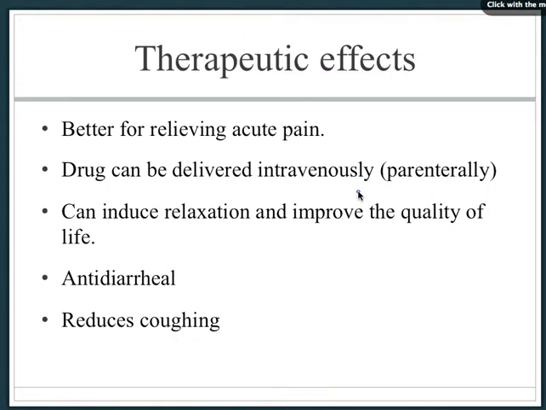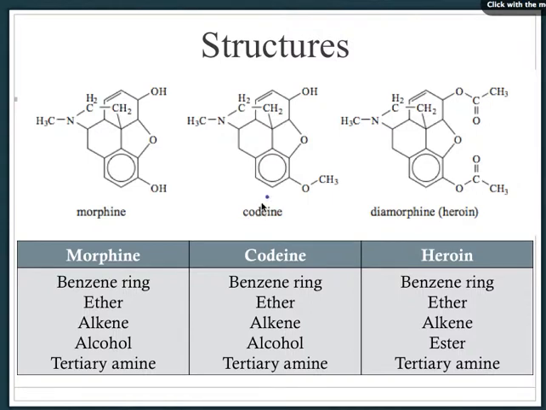Alright, so therapeutic effects. One important thing to note is this ester up here. It's made by taking morphine and reacting it with ethanoic acid. This makes it more soluble in lipids, and that allows it to cross the blood-brain barrier quicker. Diamorphine, or heroin, is called a semi-synthetic.